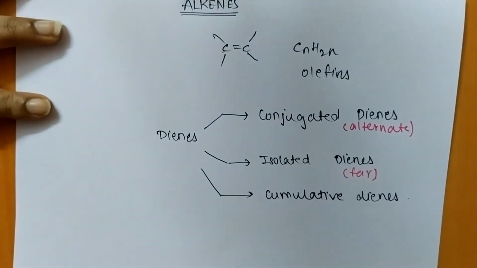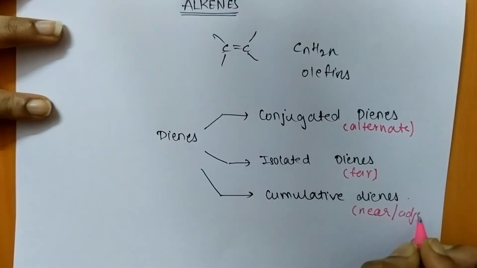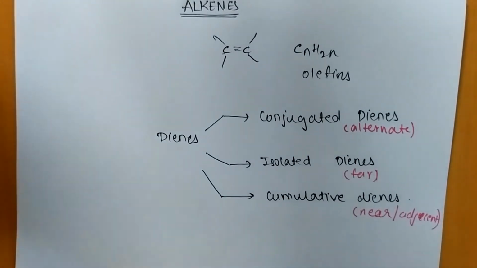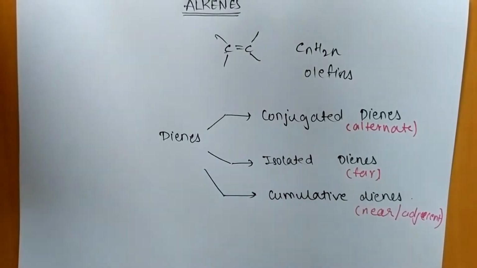But in the cumulative dienes the double bonds are near or adjacent. To be more precise, the word adjacent should be used when describing cumulative dienes. The double bonds are adjacent to one another.